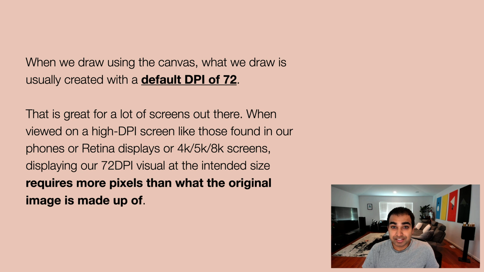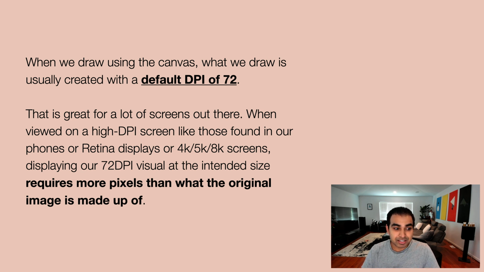When we're building things on the canvas, by default, the pixels we paint on screen are usually created with a default DPI of 72. And that is great for a lot of screens out there. For the longest time, probably for decades, that was a great DPI to target. But the problem is that nowadays, our screens are far more capable. When we view our canvas content on a high DPI screen like those found on our phones or Retina displays or the new cool 4K, 5K, 8K screens you see everywhere, 72 DPI just won't cut it.